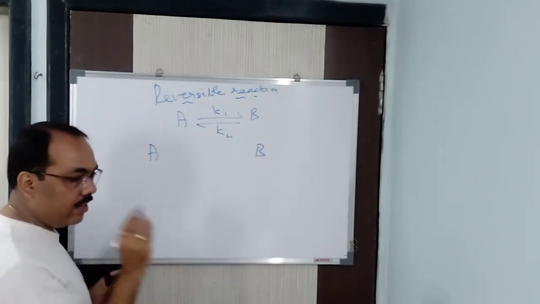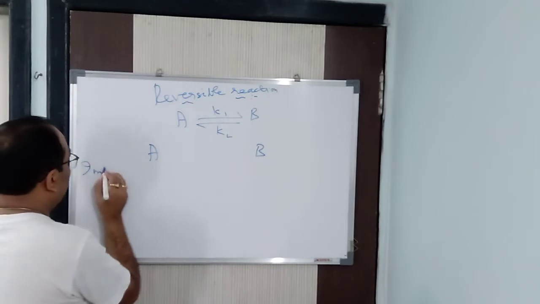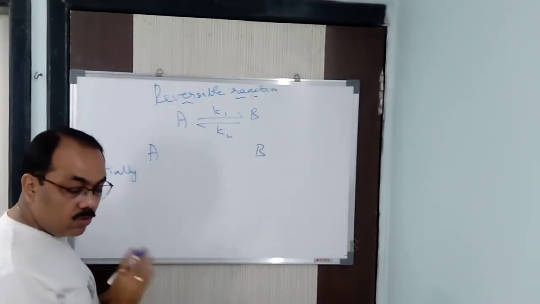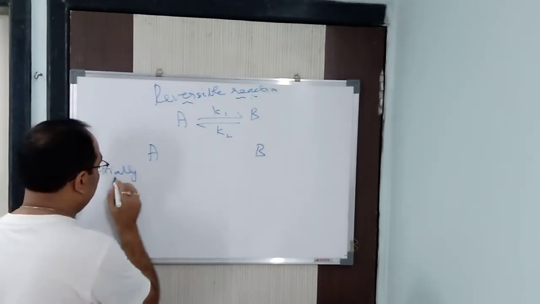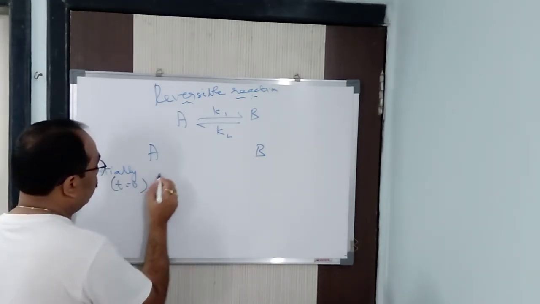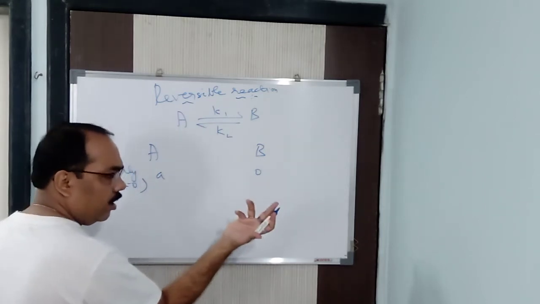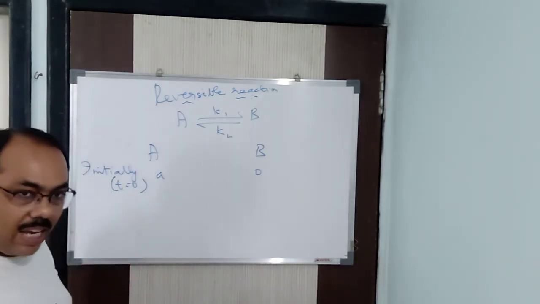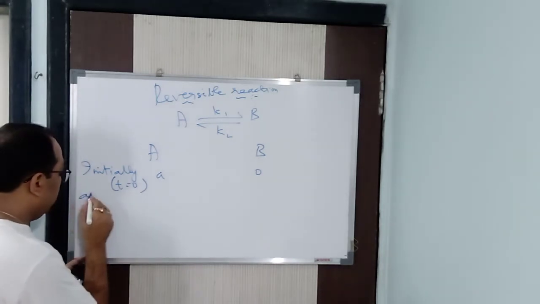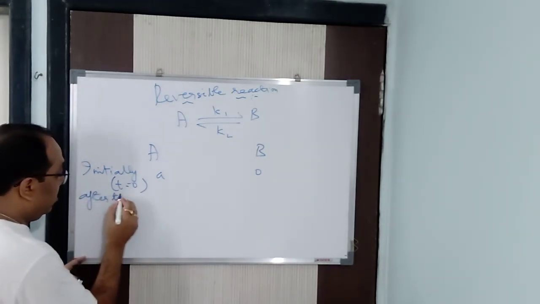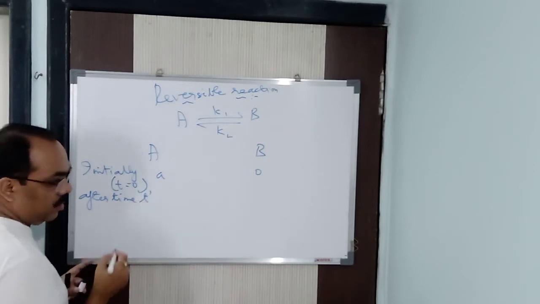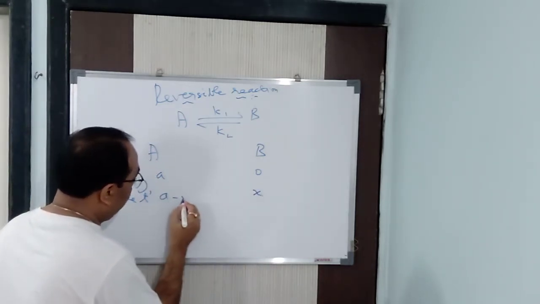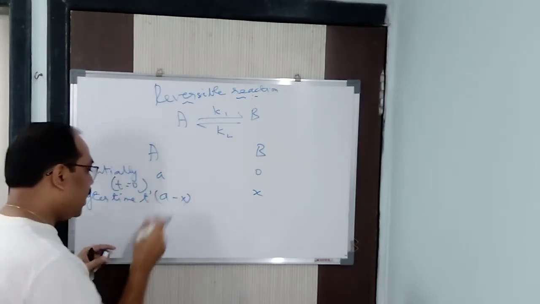Now when you start the reaction, initially when time is equal to 0, let me write also, t is equal to 0. So this is A and this will be 0, definitely, B is not there. Now let us say after time t, what it will be? It will be nothing but here x is being formed, it is A minus x, you have done it earlier.